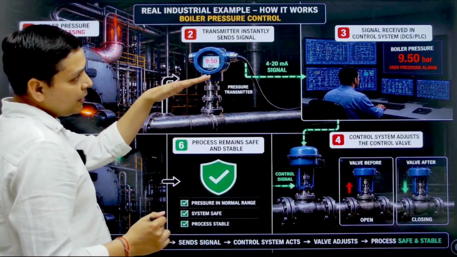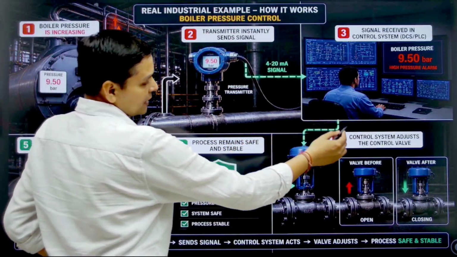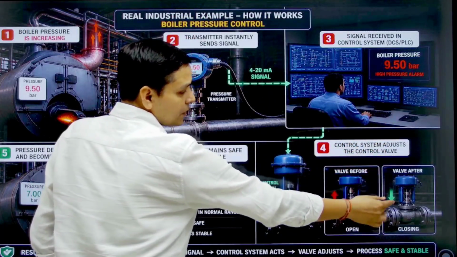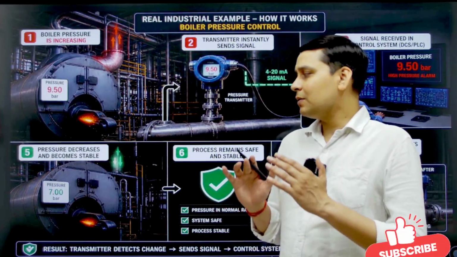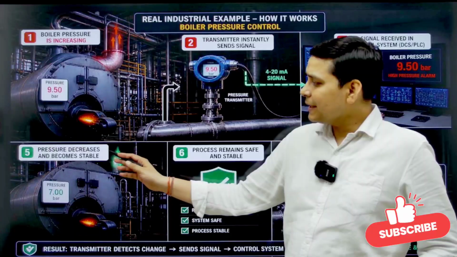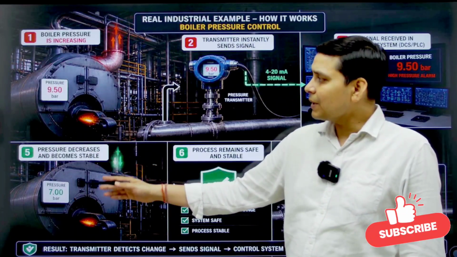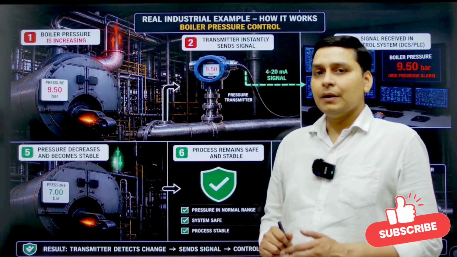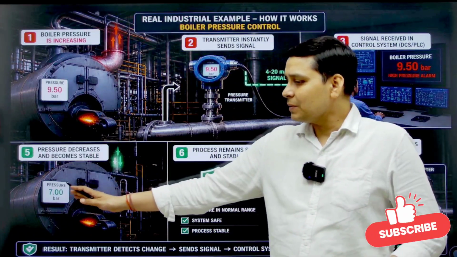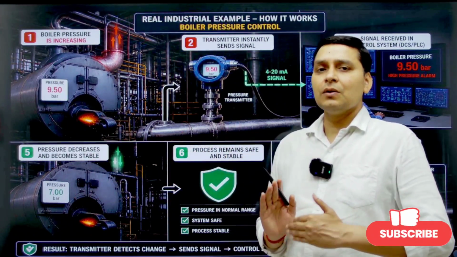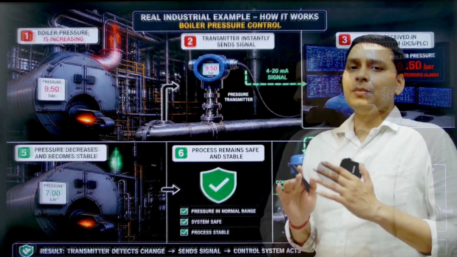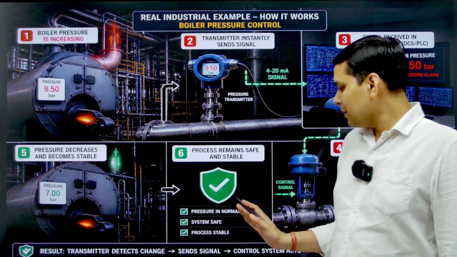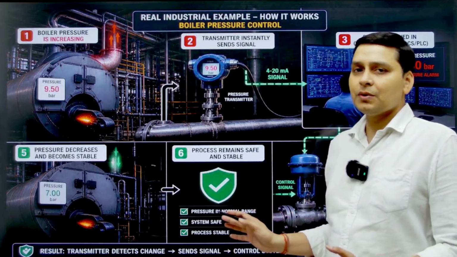Now according to this signal, the control system adjusts the control valve and the control valve will start closing. When the control valve closes, the pressure will decrease and become stable. Now the pressure will become 7.00 bar, and accordingly this pressure will be shown on the SCADA screen or the control room screen. By this, the process remains safe and stable, pressure is in the normal range, the system is safe and the process is stable.